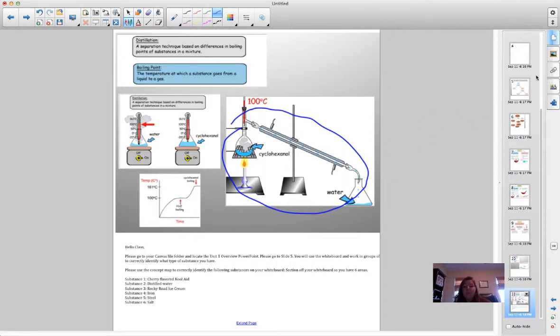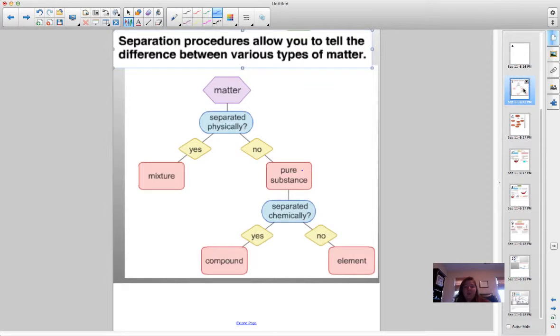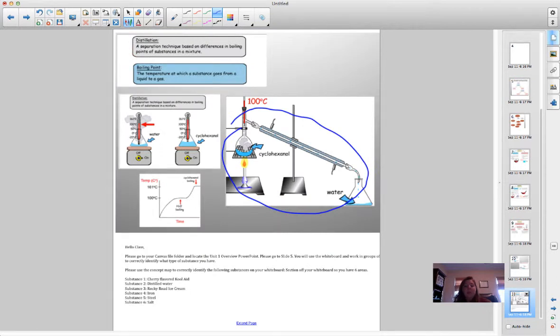You're going to locate this slide 5 right here that we just did. That's going to help lead you through the investigation for the day. So once you have that slide open, you're going to get your whiteboard. I'll show you where they're at. Here's your whiteboard, and you want to make it into sections of 6.